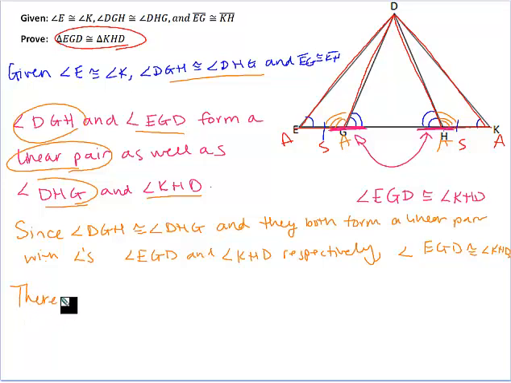Therefore, triangle EGD is congruent to triangle KHD by angle side angle. And there we proved it. Once again, you can use any of the methods you wish to use, and we did one example of each.